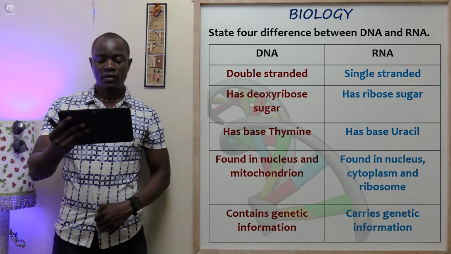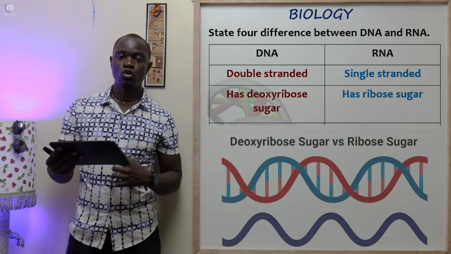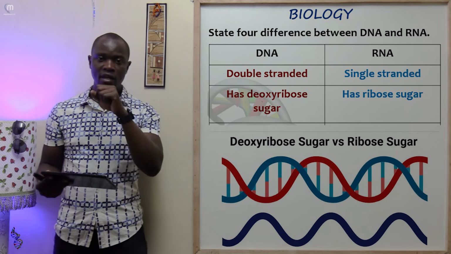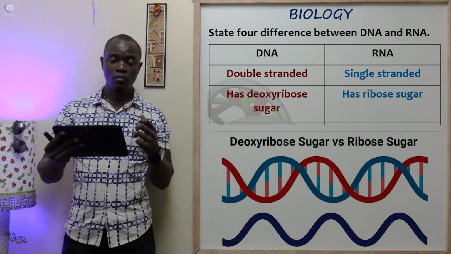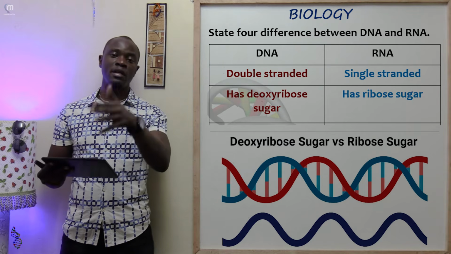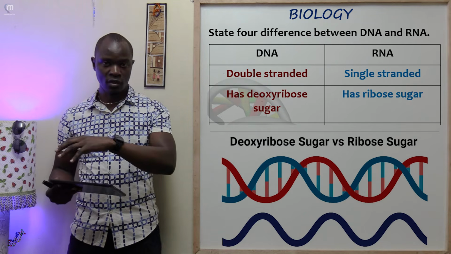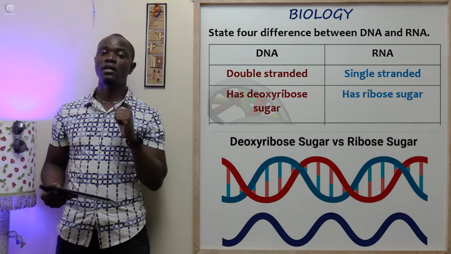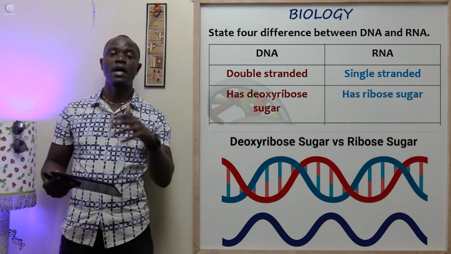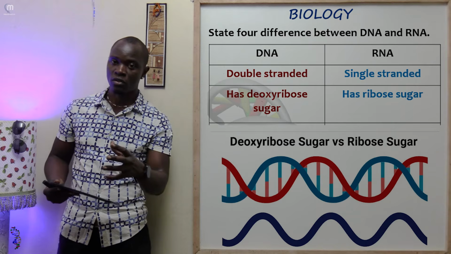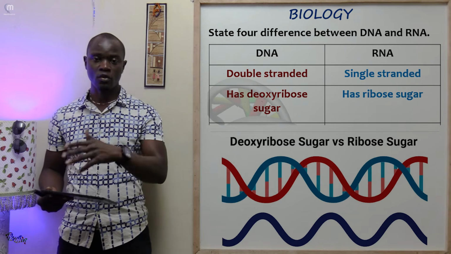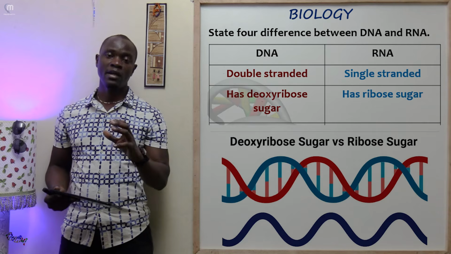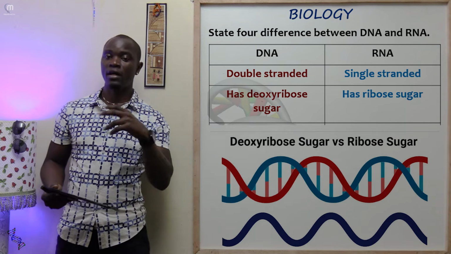The other difference is that DNA has a deoxyribose sugar, while the RNA has a ribose sugar. Since the DNA has this deoxyribose sugar, that's why it's called deoxyribonucleic acid. The RNA is called RNA because it has a ribose sugar. So remember, DNA has a deoxyribose sugar, that's why it's called a DNA. RNA has a ribose sugar, that's why it's called an RNA.